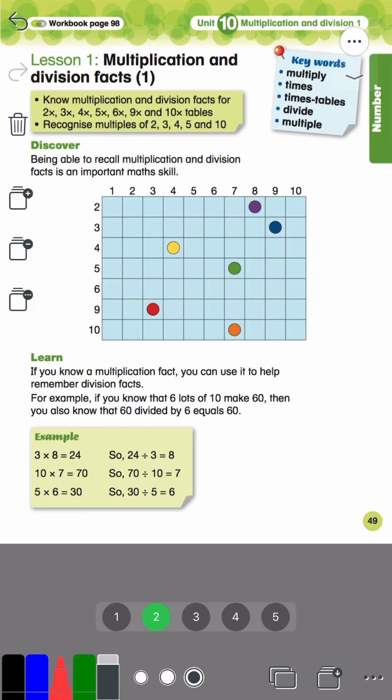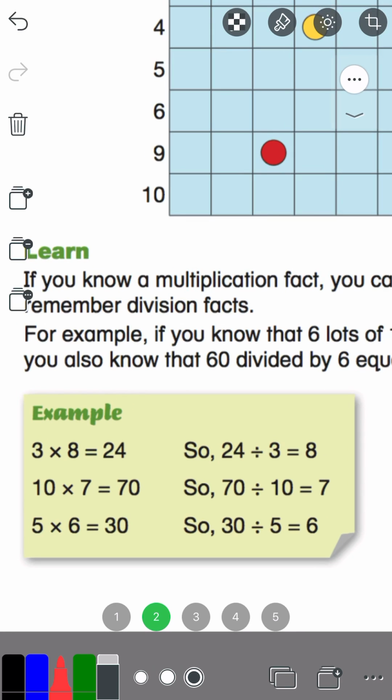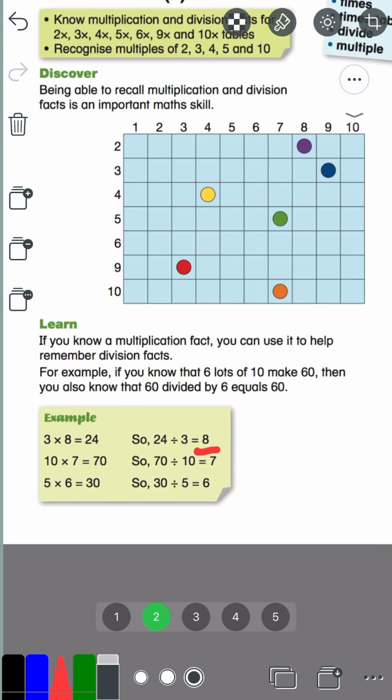Being able to recall multiplication and division facts is an important math skill. If you know a multiplication fact, you can use it to help you remember division facts. For example, 3 times 8 equals 24. So 24 divided by 3 should equal the other number that we multiplied by 3, which is 8. And if you know that 6 tens make 60, then you also know that 60 divided by 6 equals 10.